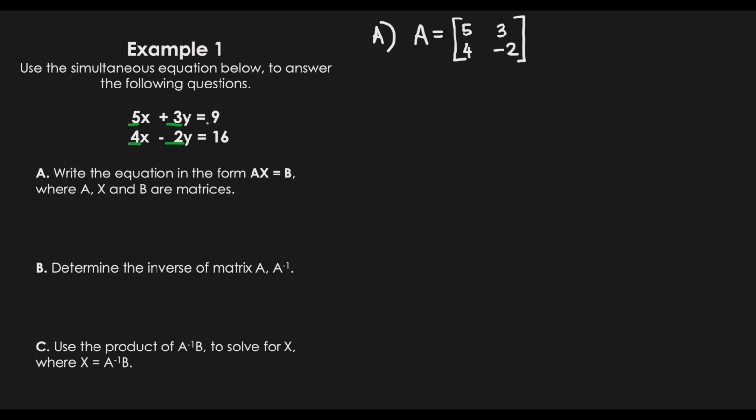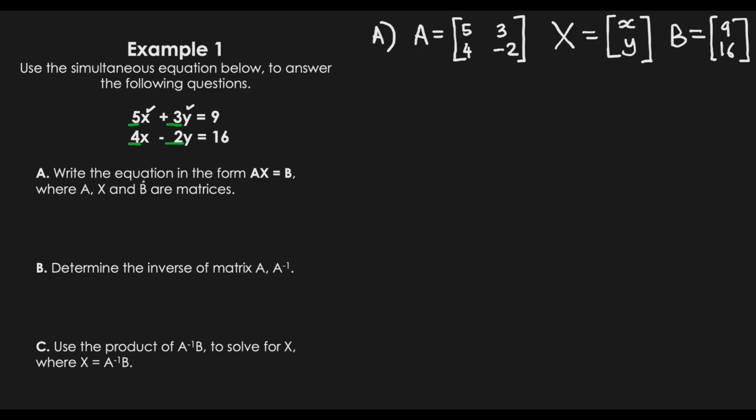Notice what I did here. All I have is the 5, which is this 5, the 3, which is this 3, the 4, which represents this 4, and the minus 2, which is here. Now, the part that represents the X is just going to be the unknown variables. In this case, the first one is X, and the second one is Y. Now our final matrix that we need is B. B is these last two numbers here, 9 and 16. So for B, you would have 9 at the top and 16 right here.